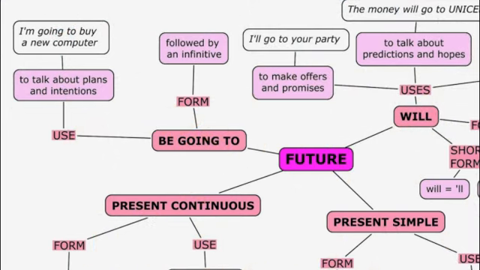Another slide informs us also about the usage of the future tenses, which are related with the present simple and present continuous in a variety of situations, for example, talking about predictions and hopes, making offers and promises, making spontaneous decisions, talking about plans and intentions. So we are widely using those types of verbs which are functioning as those demonstrating the future tenses.